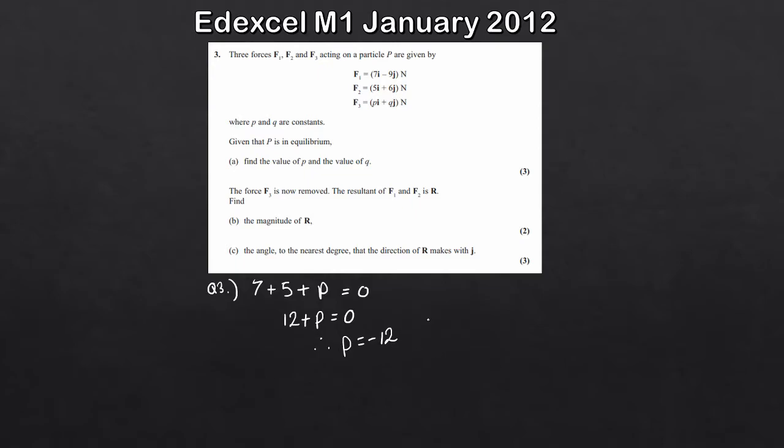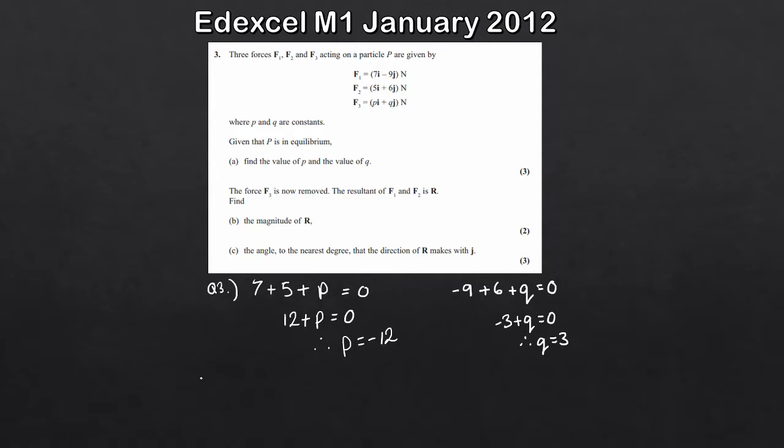And we just repeat this now for the J component to work out Q. So minus 9 plus 6 plus Q. Again, this is equal to 0 because this is in equilibrium. So this would be minus 3 here. So minus 3 plus Q is equal to 0. So Q is just simply 3. So the value of P is minus 12 and the value of Q is 3.